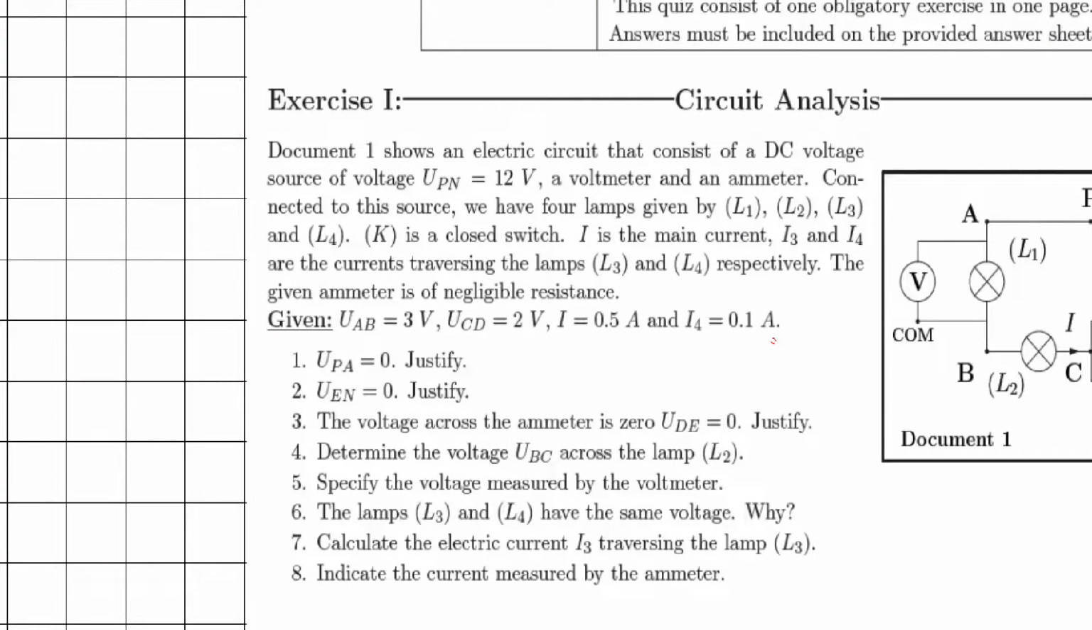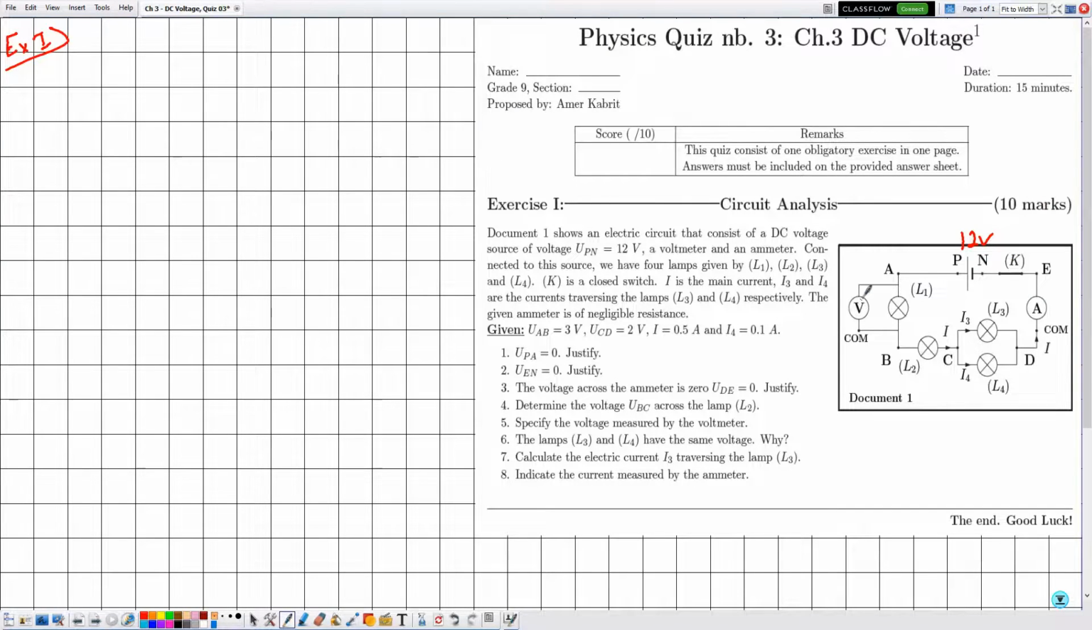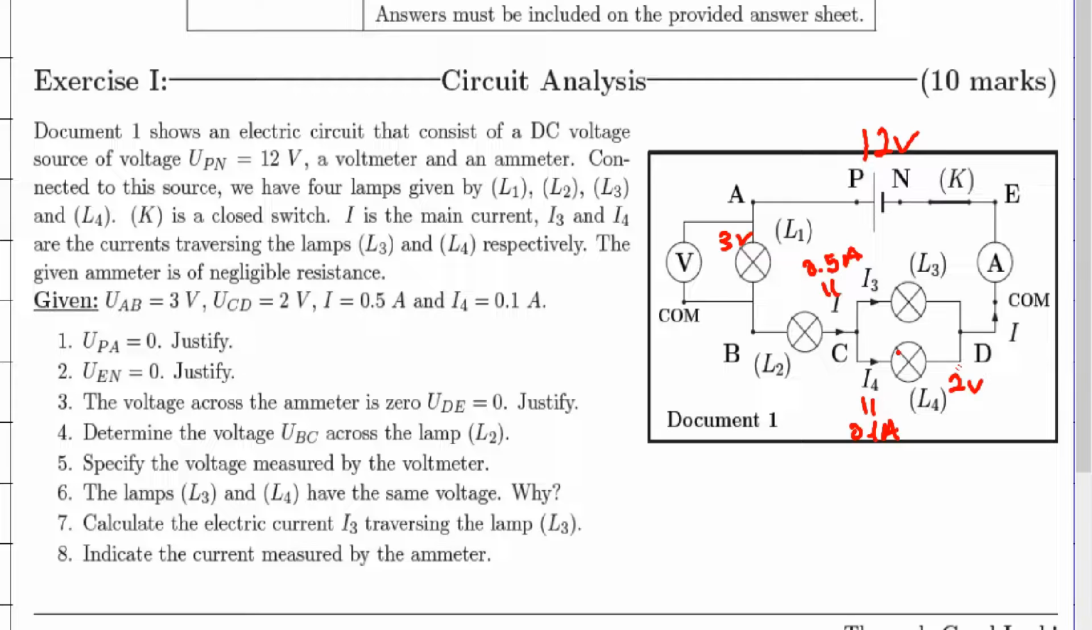Here they are telling me given UAB is equal to 3 volts, so this is 3 volts. UCD is equal to 2 volts, I is equal to 0.5 amperes, and I4 is equal to 0.1 amperes. As I have mentioned, it's important that we label the applied voltage and the traversing current.